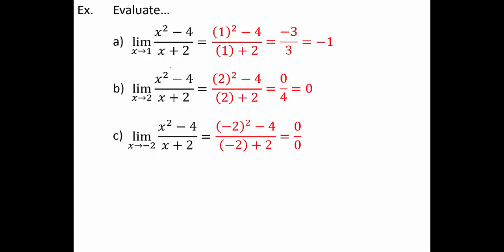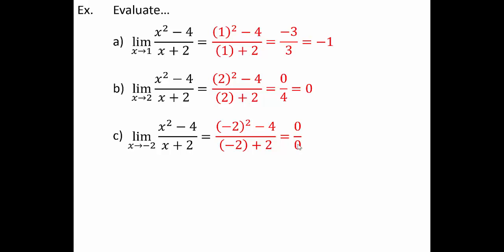Now, I just said a moment ago, 0 on the top means the answer is 0. So here I have 0 on the top. Does that mean my answer is 0? But I also reminded you that if 0 is on the bottom, then it's undefined. Well, here's 0 on the bottom, so is the answer undefined?